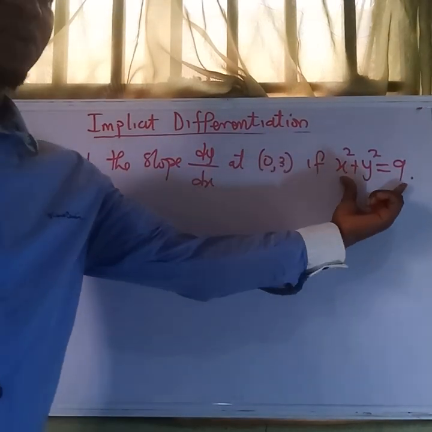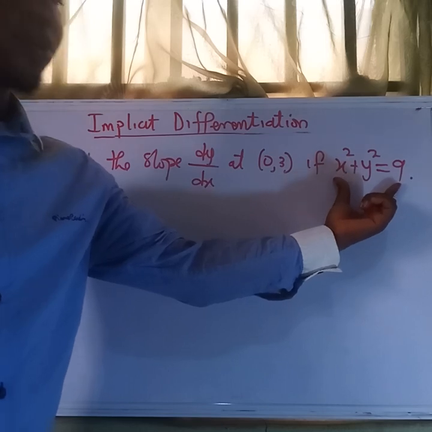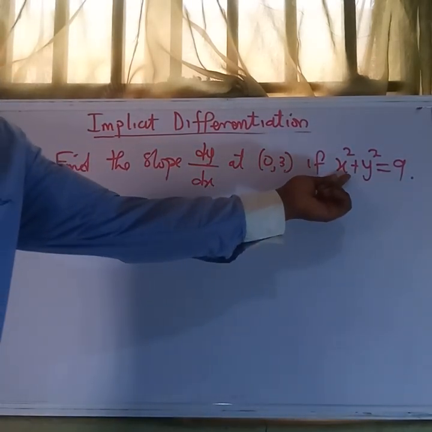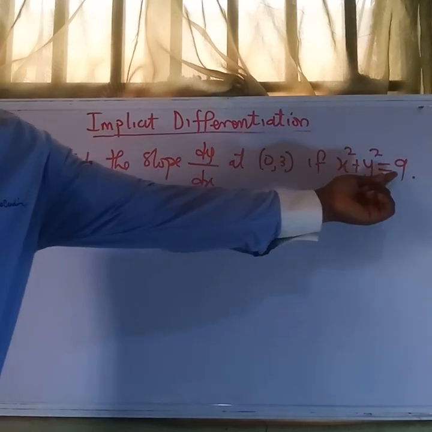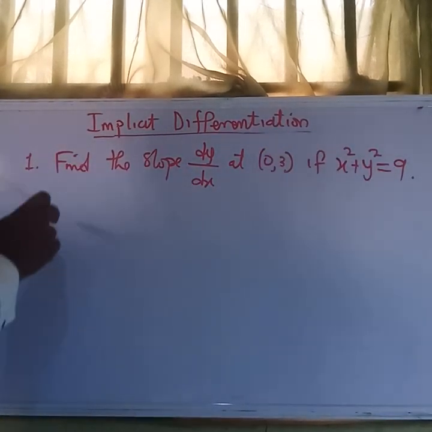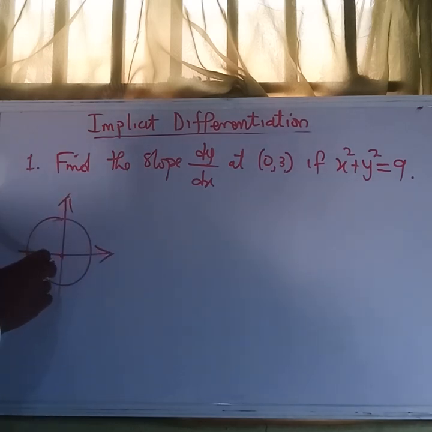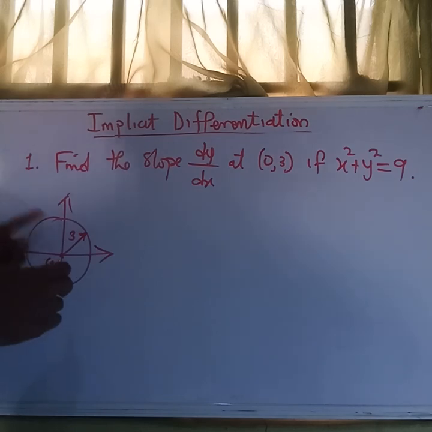This equation is an equation of a circle whose center is at the origin and the radius is 3. We can look at it this way: the circle whose center is at the origin, (0, 0), and the radius, from here to here, is 3. Here is 3, so the other is 3. So that's the equation.